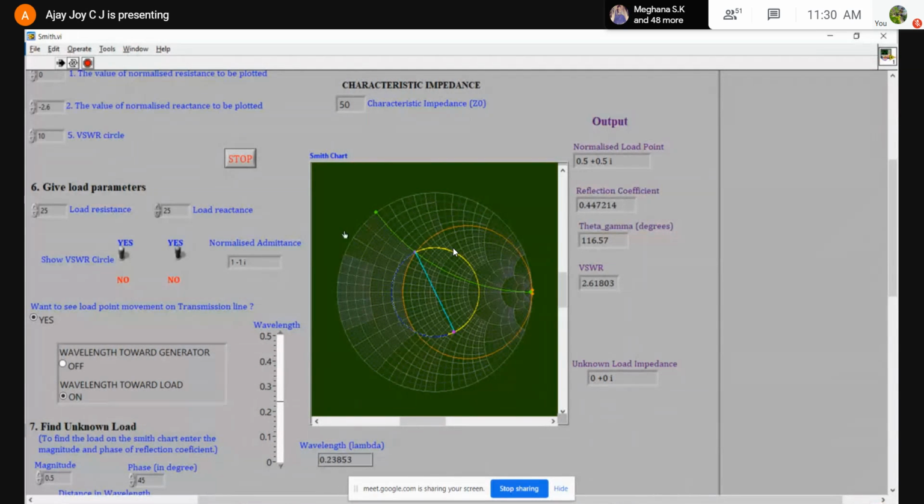Okay, okay. Actually, this circle consists of lambda by 2 as its distance. Where transmission line wavelength. Yes, sir. Transmission line wavelength will be lambda by 2. And if you want more, we can increase accordingly.